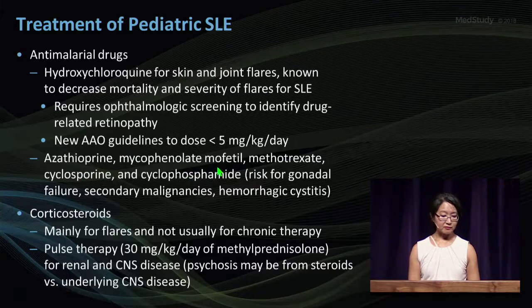Now, azathioprine, mycophenolate, typically we do use these medications in more severe diseases, such as renal manifestations or CNS disease. And then cyclophosphamide, I'd mentioned before, these are for life-threatening or organ-threatening illnesses. Corticosteroids are used mainly for flares. We don't like to use them long-term. We will pulse the patient with methylprednisolone, usually 30 milligrams per kilogram a day. Now, if a child has psychosis, you have to ask yourself, is it because of the disease or is it actually because of the steroids that we give them?